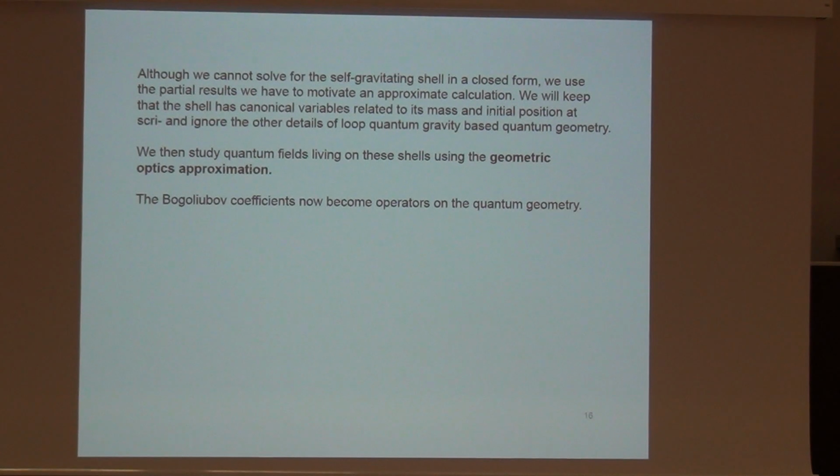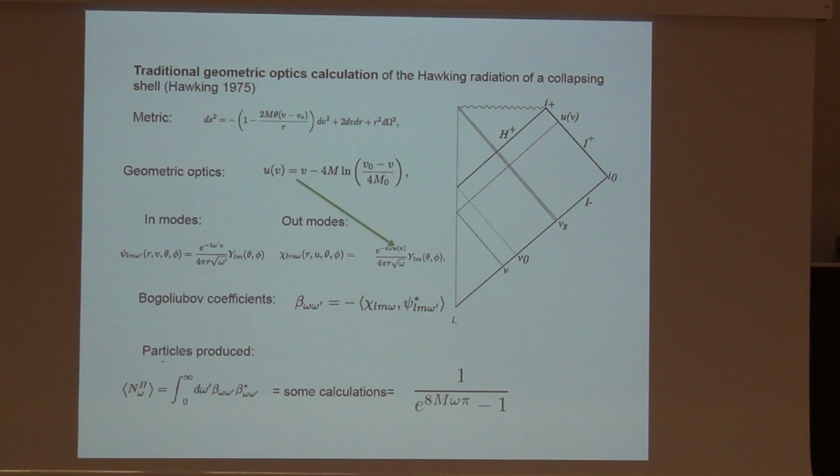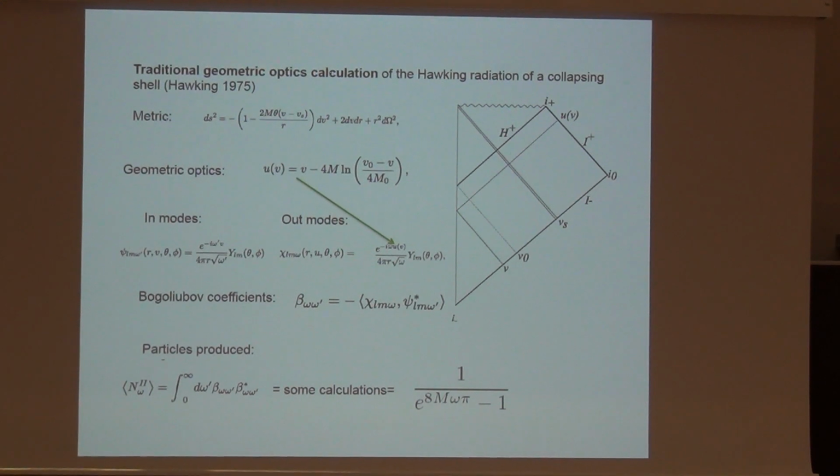We just keep the canonical treatment in the sense that those two variables are canonically conjugate, and try to treat the Hawking radiation of a shell on that quantum space-time with that only element of the two canonically conjugated variables, and try to analyze how that influences the Hawking radiation. So what we're going to do is treat the Hawking radiation in the so-called geometric optics approximation.